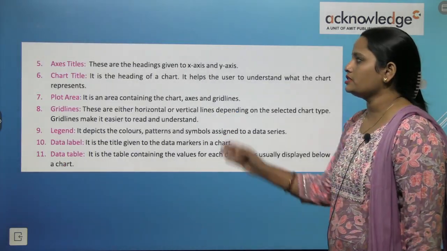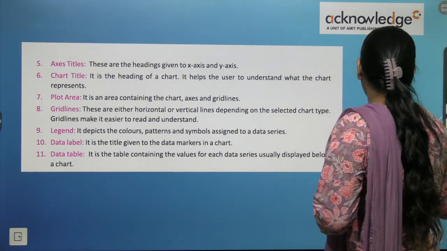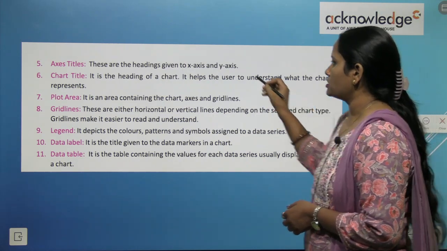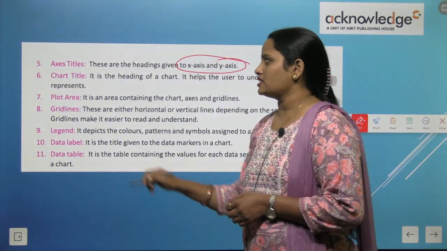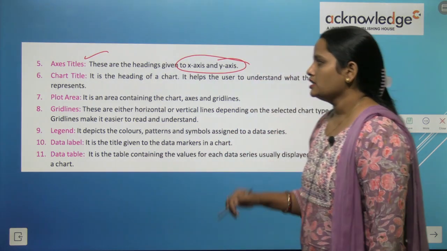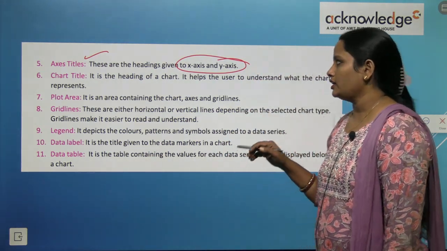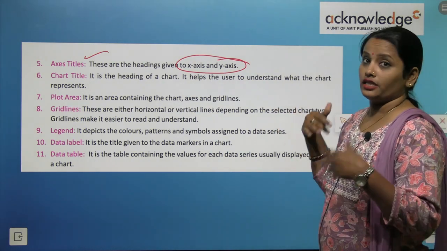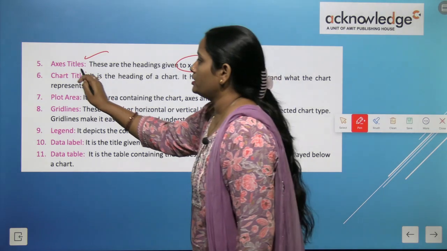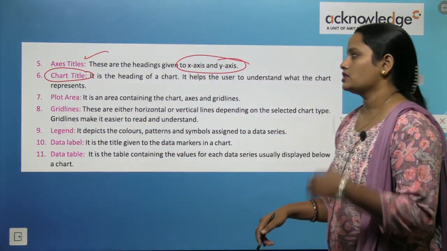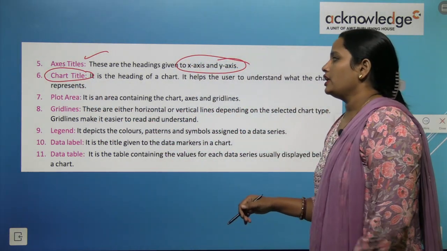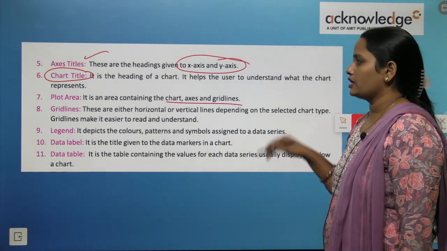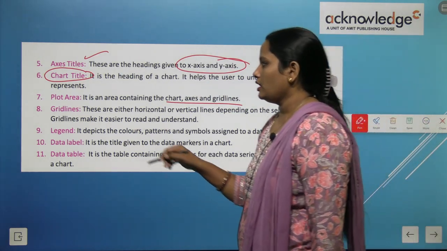Let's see some more components. Next is axis titles. These are the headings given to the X and Y axis. So, whatever heading we give to these axes is called axis titles. Chart title is the heading of the chart and it helps the user to understand what the chart represents. What is the chart about? We can get to know by this chart title. Next is plot area, the area containing the chart, axis and the grid lines. Whatever lines we are making to join, that is the plot area.